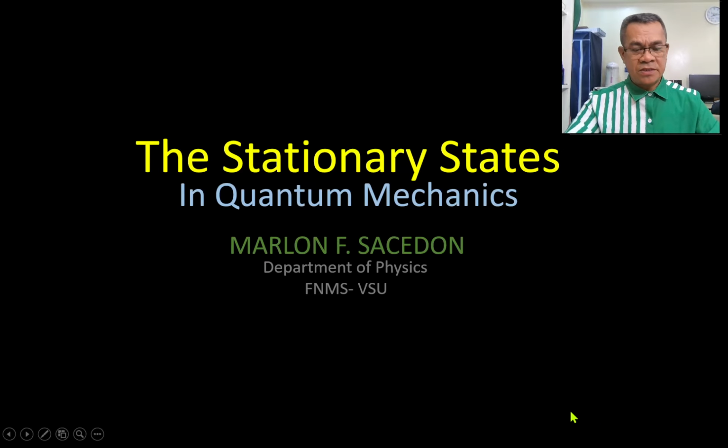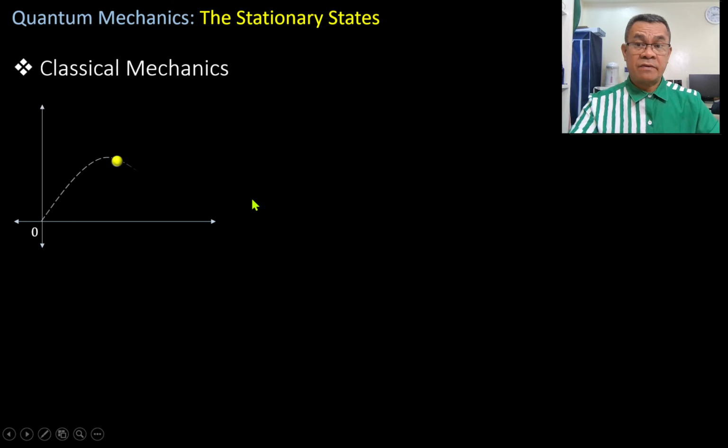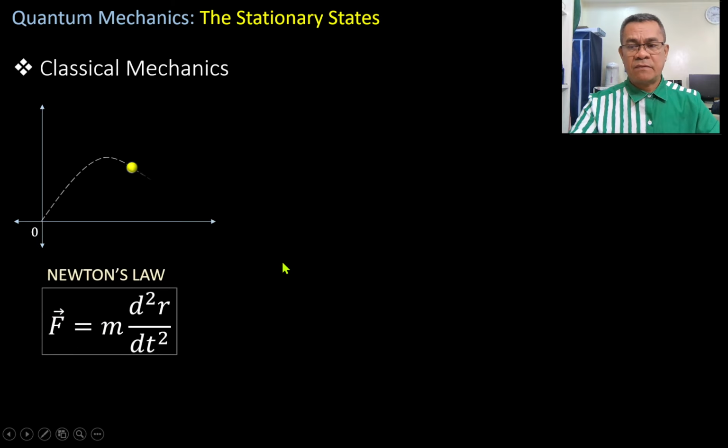Good day, everyone. In this video, let us discuss the stationary states in quantum mechanics. In classical mechanics, if we consider a particle that travels in space and time, the description of the system can be provided by Newton's second law of motion, wherein the net external force is equal to the product of the mass times the acceleration.